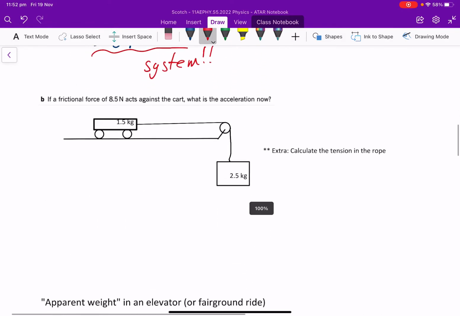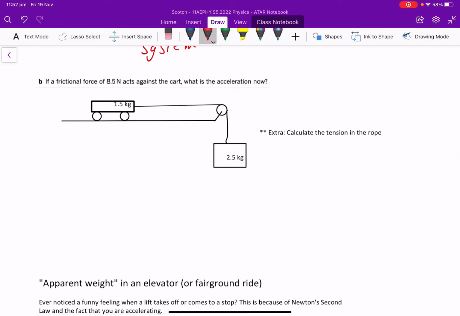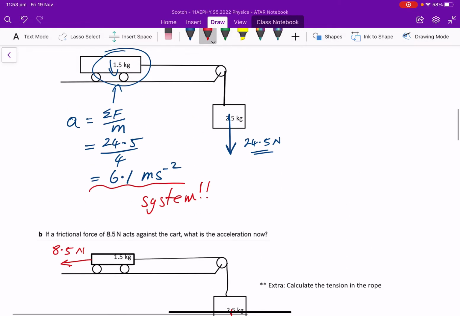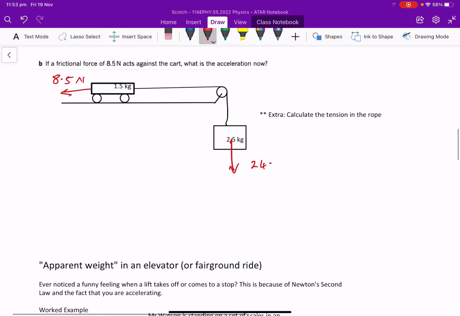Now, there's a slightly harder question. If a frictional force of 8.5 newtons acts against the cart, what is the acceleration now? Okay, so I've got a force this way of 8.5 newtons. I've got a force this way of my 24.5 newtons.